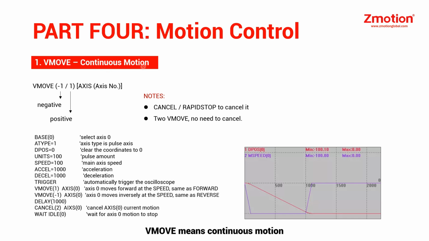vmove means continuous motion. It can specify direction and axis number. Edit like this. And when vmove is executed, it is valid all the time, except when cancel or rapid stop is used to clear buffers. It can be seen these two vmoves are for axis 0, and the latter one will replace the former one. Delay 1 second. Cancel motion, vmove ends.